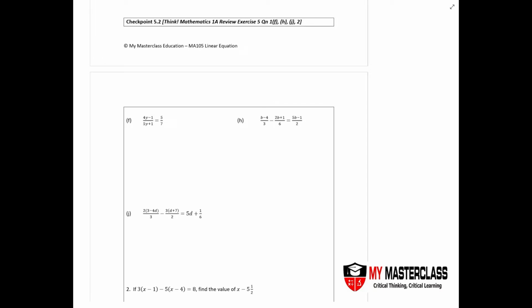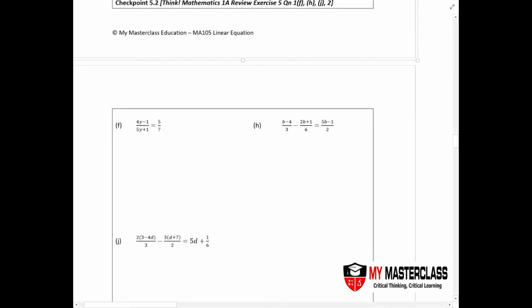On the topic of linear equations, let's take a look at checkpoint 5.2. This question asks you to solve for y. The first step is to cross multiply these two numbers, so you would have 7(4y minus 1) equals 5(5y plus 1). Then you expand inwards, and you should have 28y minus 7 equals 25y plus 5.